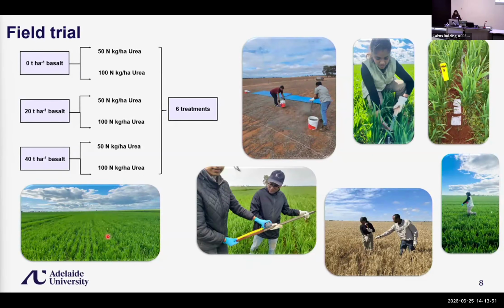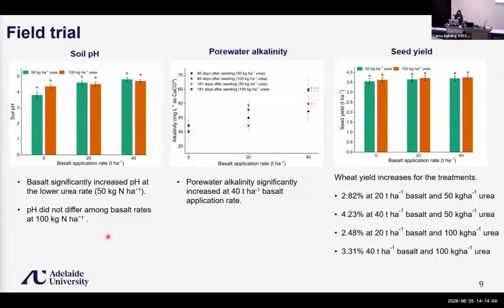Here you can see some of the photos that we took while doing this trial, and all the basalt was spread manually. So it was a bit of a task. So when we looked at the field trial results, I observed that basalt significantly increased pH at 50 kilograms of nitrogen per hectare.